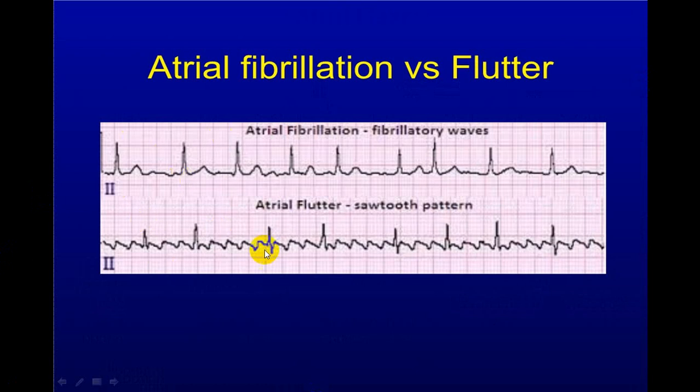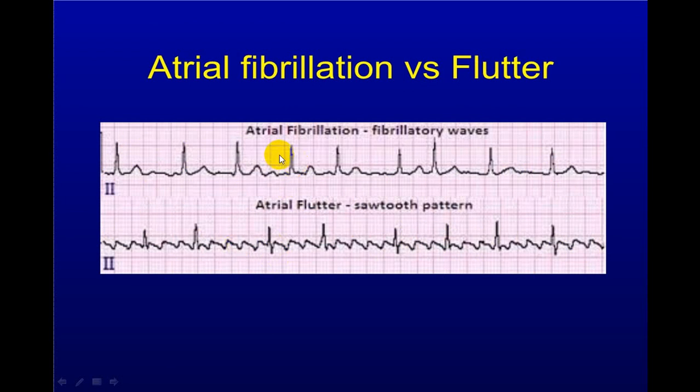Now these two I've kept for comparison. You can see here the RR interval is irregular. Here also the RR interval is irregular. To differentiate, you will have to look at the rhythm strip. I can't make out P waves at all. These are all fibrillatory waves. While here I can see the P waves like a sawtooth appearance. That's why this is flutter, this is fibrillation.